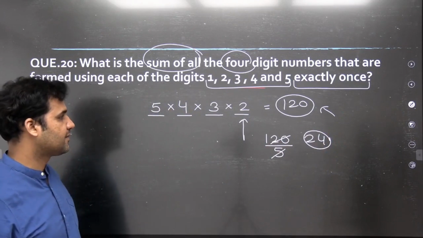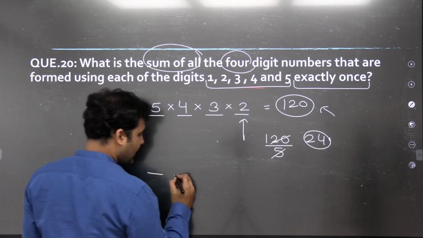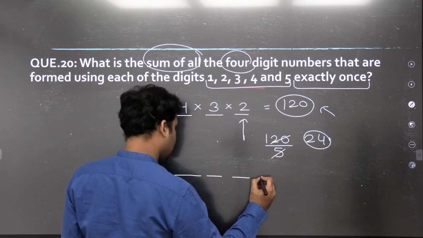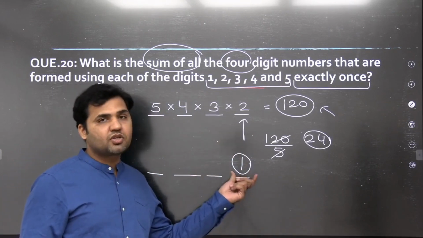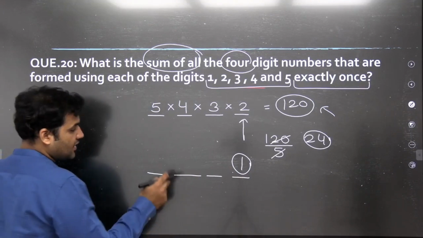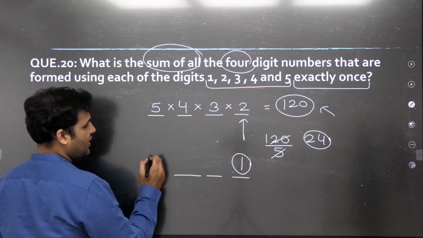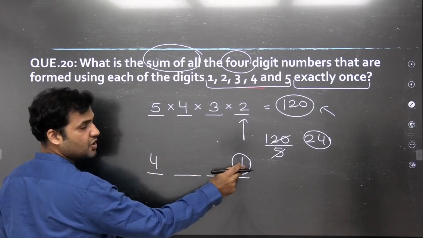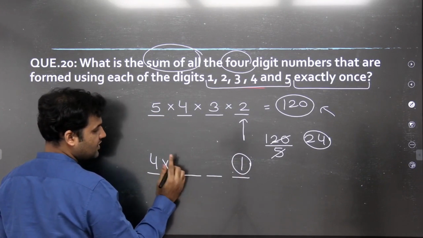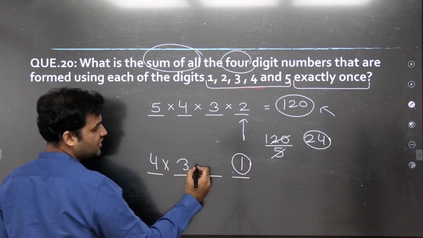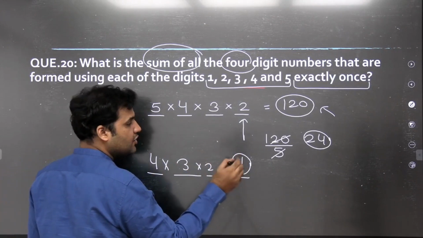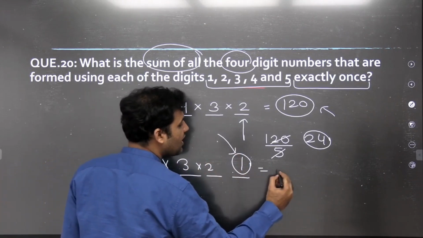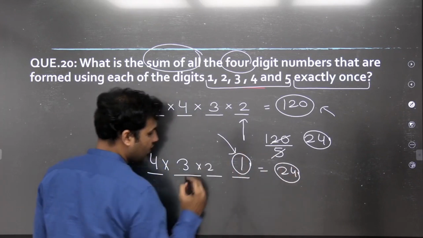Or you can say that if I place, let's say, the digit 1 on the unit position, this place can now be filled in 4 ways because 1 is positioned over here. This place can be filled in 3 ways and this place can be filled in 2 ways. That means with 1 at its unit position, the total numbers that you are making are 24.